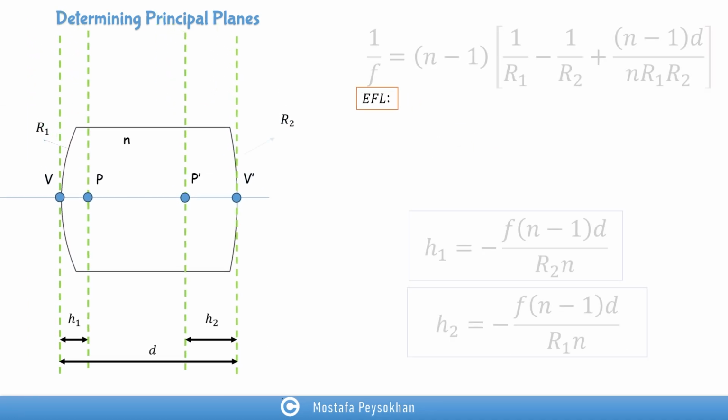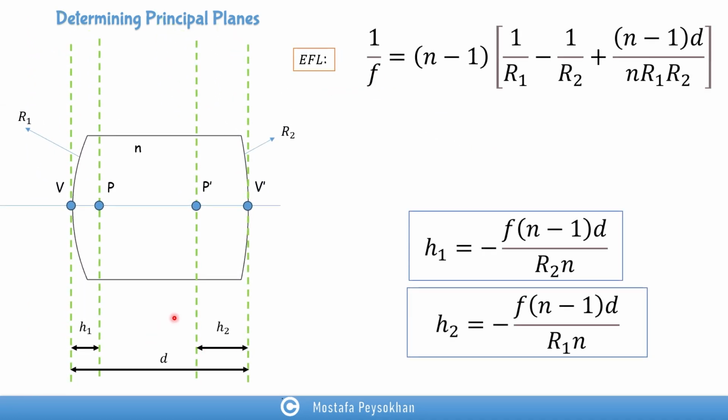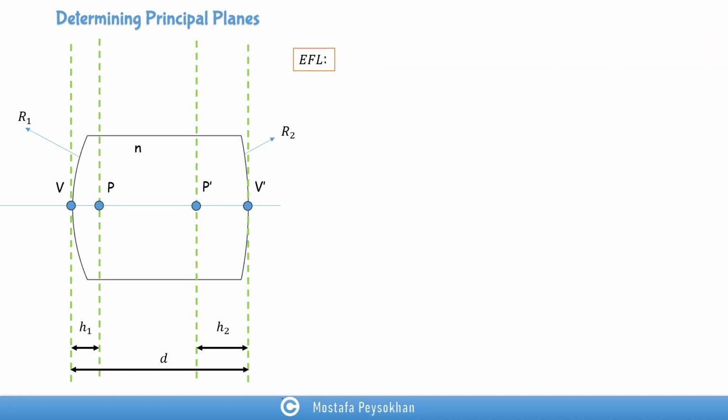So now let's review for a lens that you have air on both sides. You find the effective focal length using this simple equation. And for H1 and H2, we use this equation. So something to keep in mind is that H1 is related to R1, H2 is related to R1, H1 is related to R2. As you can see here, we have this equation.